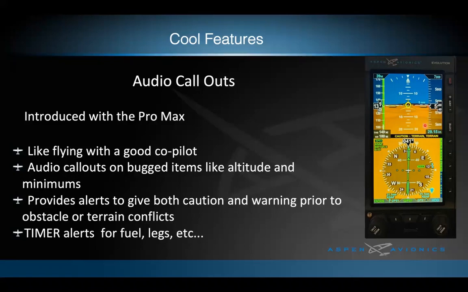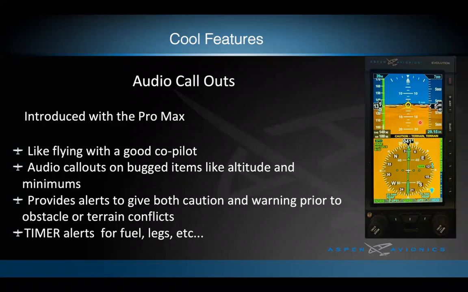Also, if you're shooting an instrument approach, you've got your minimums bugged. As you're coming down on the ILS or on any approach for that matter, once again depending on your rate of descent, roughly 100 to 200 feet prior, you're going to hear the words approaching minimums in your headset. And then once you hit decision altitude, you're going to hear minimums. So once again, Aspen is being your co-pilot. Really, really nice feature to keep you out of trouble.